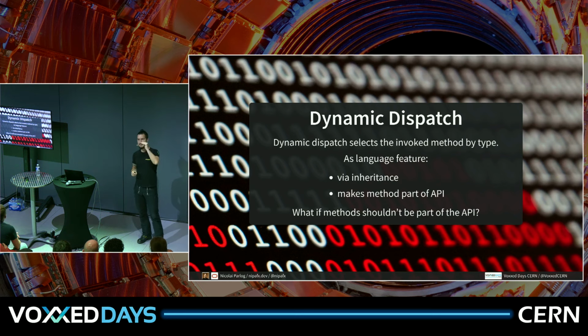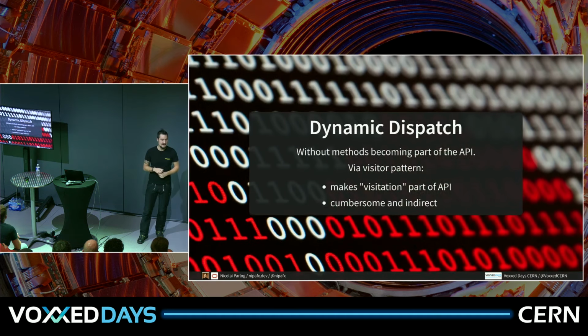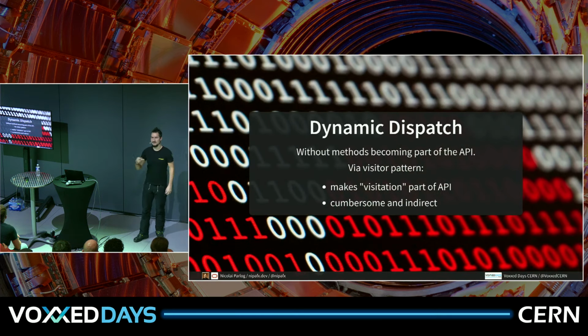So we get inheritance as a way to implement this dynamic dispatch. But that makes the method part of our API. That's why list.add is on the list interface. And that's great in many, many, many cases. But there are cases where it's not great. There are cases where we do not want to overload a type with all of these operations. And that's why we have the visitor pattern, for this exact reason. Now, the method is no longer part of the API, but this visitation aspect is part of the API.